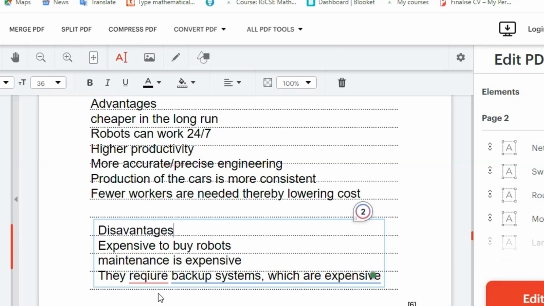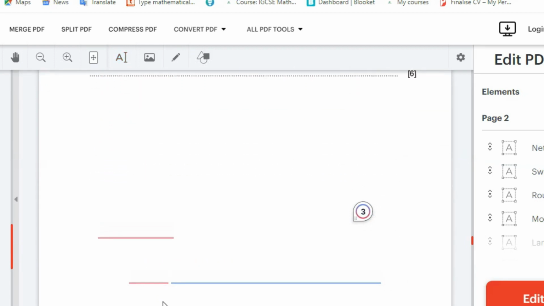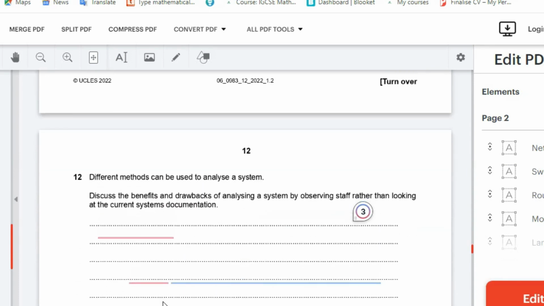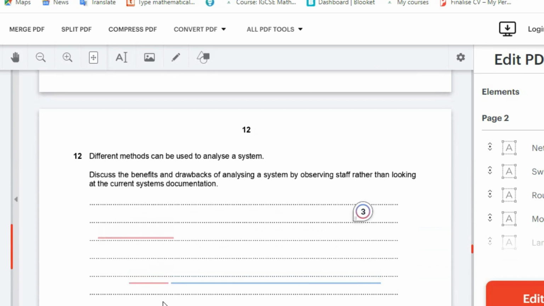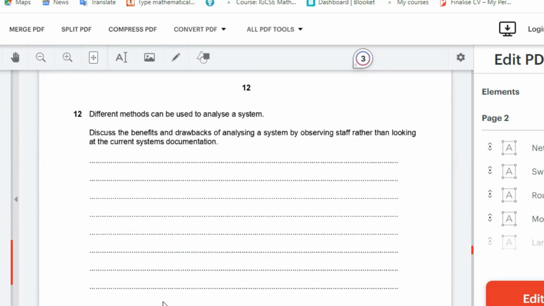All right, so let's go to the next question. Question number 12 now. 12 says, different methods can be used to analyze a system. Discuss the benefits and drawbacks of analyzing a system by observing staff rather than looking at the current system documentation.